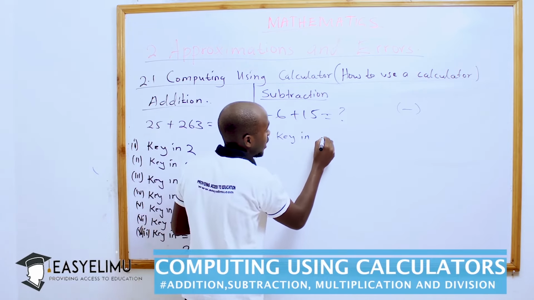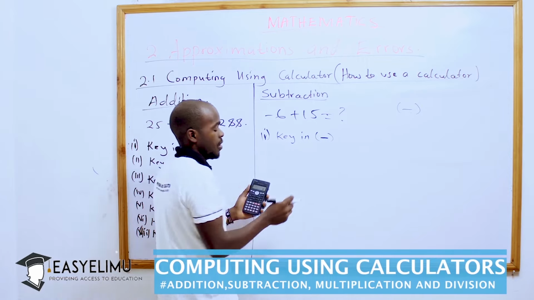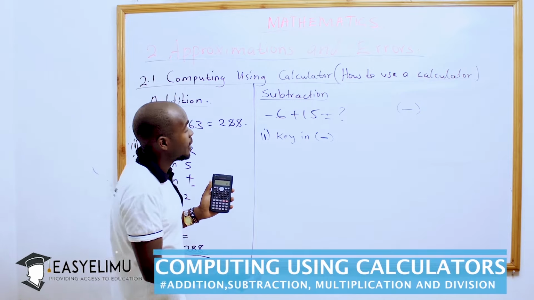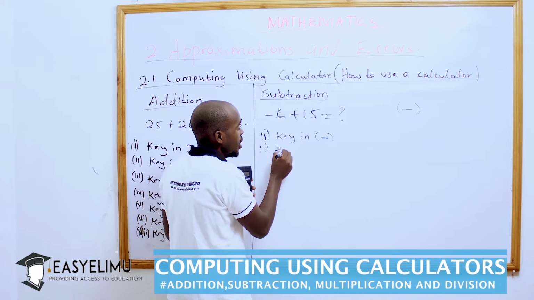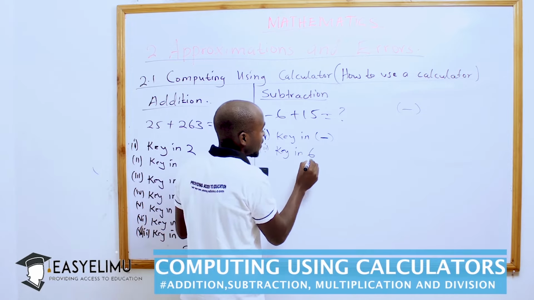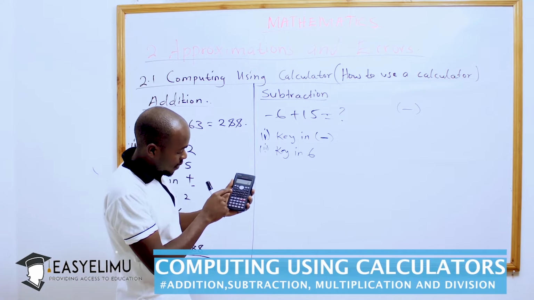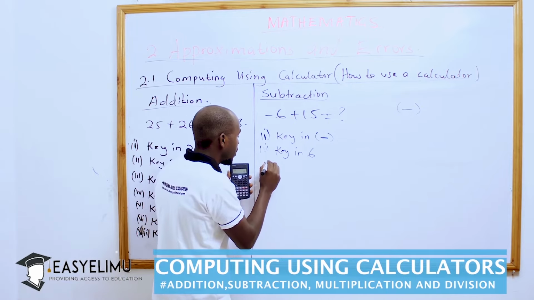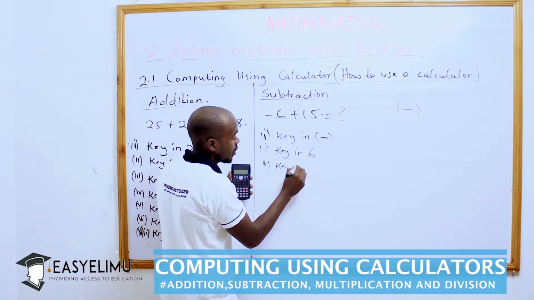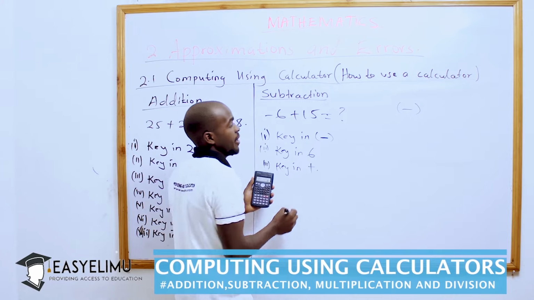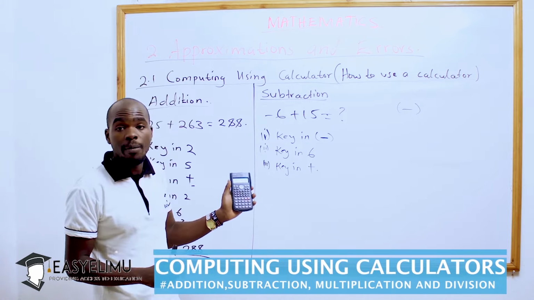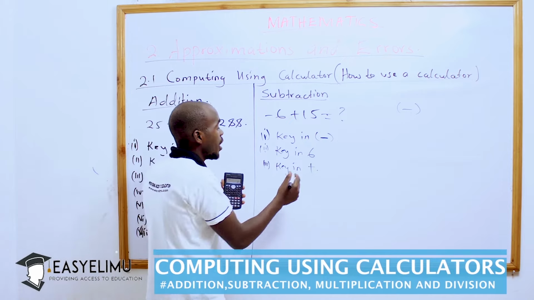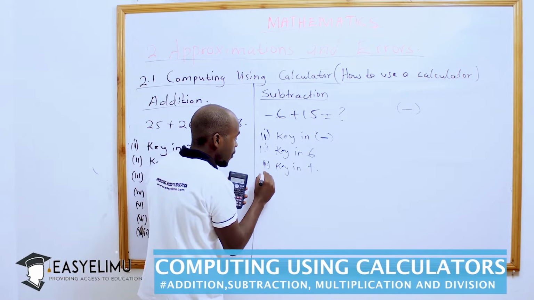Key in the negative sign, either on the top here or the one at the downside part. And then step 2, you press number 6. So number 6 is here. I've keyed number 6. Then for step 3, you key in the positive sign. The positive sign you will find at the middle, and it is for any kind of given sum within a negative.